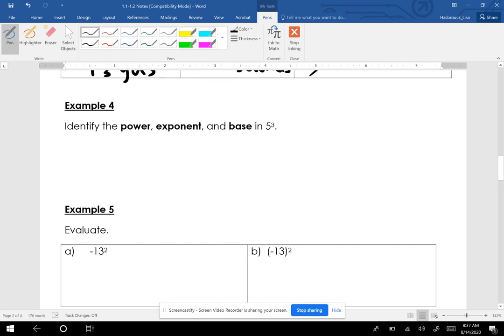And here, identify the power, exponent, and base in 5 cubed. So if we have 5 to the 3rd power, the big number is the base. The little number is the exponent. And then the whole thing is actually the power.